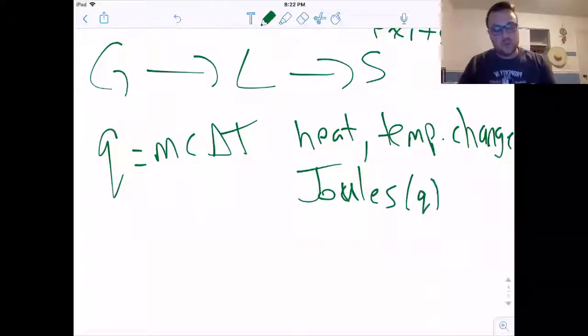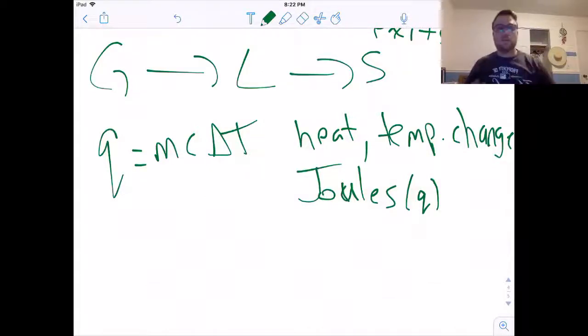So I know temperature appears in multiple equations. It's in P1, V1, T1. But the key here is heat, not temperature, heat. Look for heat. Once you've determined heat's in the problem, then wonder, okay, is it MCAT, HF, or HV? If there's a temperature change, it's MCAT.